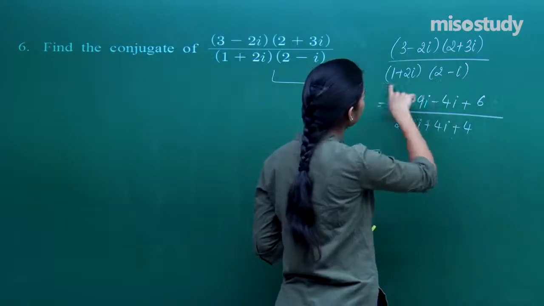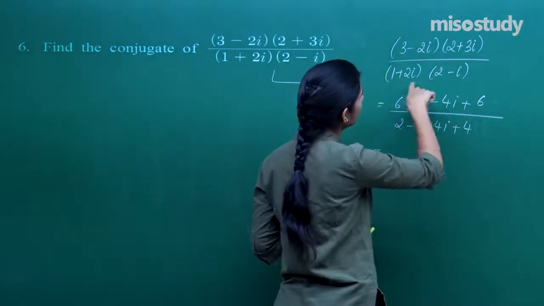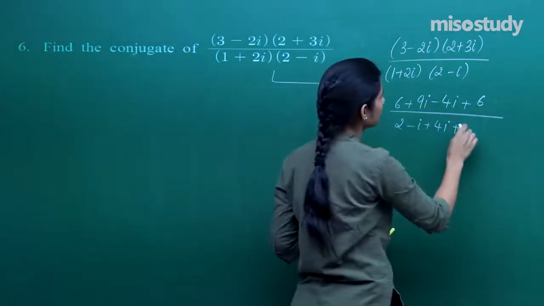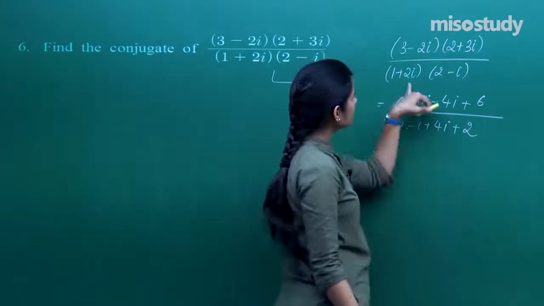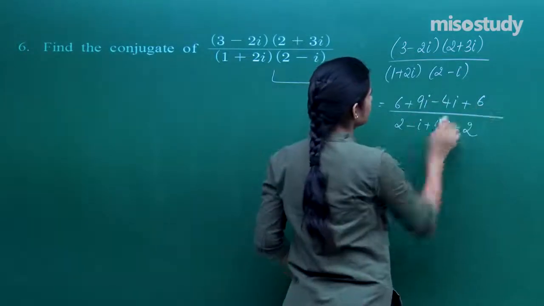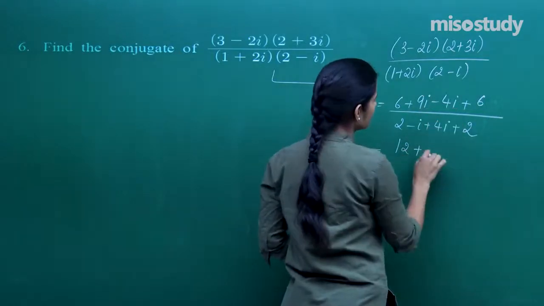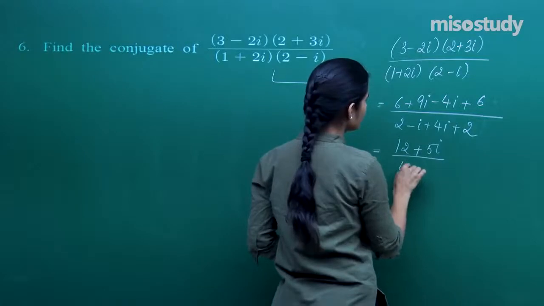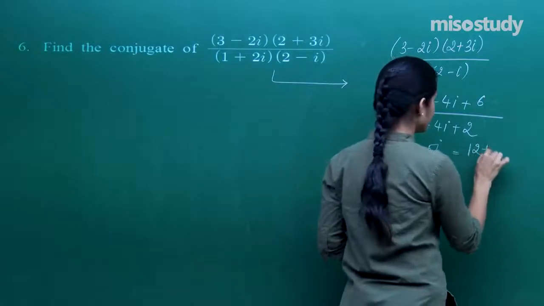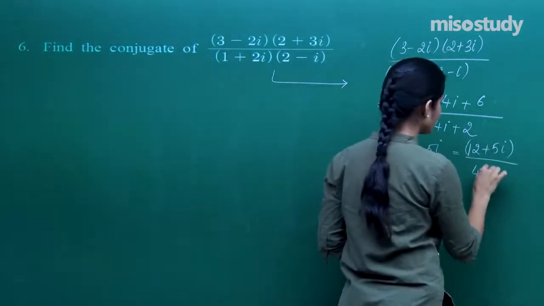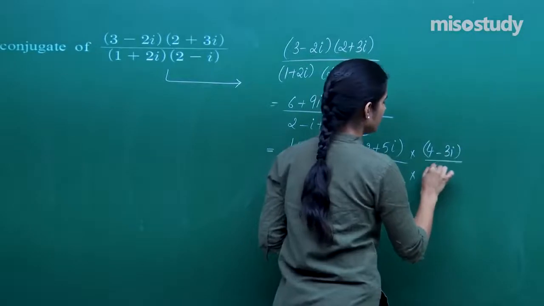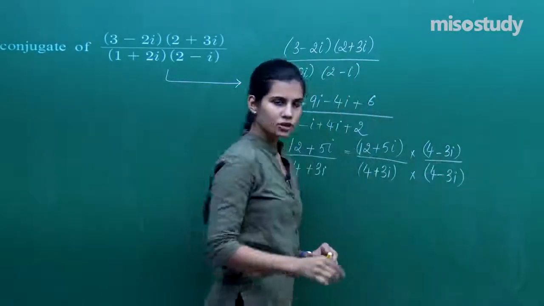6 plus 9i minus 4i minus 6i square, whole upon 2 minus i plus 4i minus 2i square. 2i into minus i means minus 2i square, which is minus 2 into minus, so plus 2. 6 plus 6 gives you 12. 9i minus 4i is 5i, whole upon 2 plus 2 is 4, plus 3i, since 4i minus i is 3i. Now, in order to find the conjugate, I multiply and divide by 4 minus 3i, and here also 4 minus 3i. What do you get?